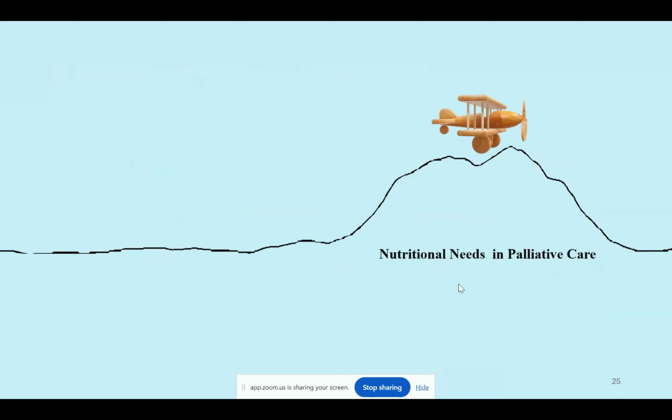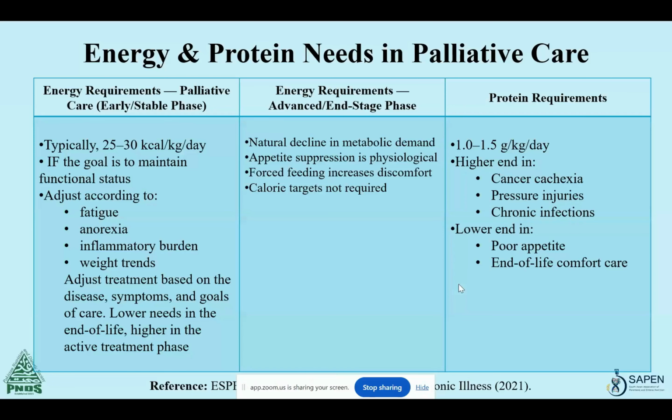Then there must be a little discussion about nutritional needs in palliative care. What are the actual nutritional needs in palliative care? Early palliative care typically requires 25 to 30 calories per kg. There is not much difference in the requirements or in the nutrition prescription in the early stages.